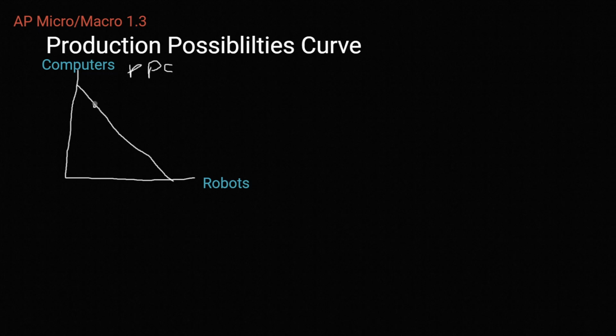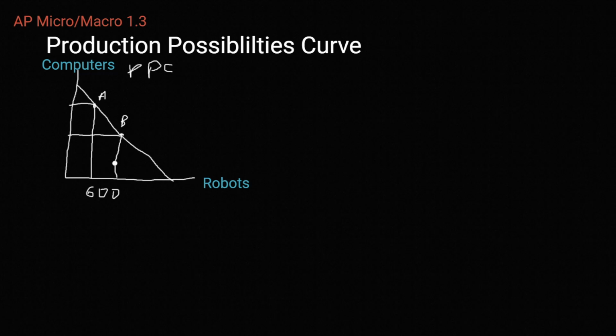So if I have a quantity of computers and robots A and a quantity of computers and robots B, the change in quantity from here to here, the slope is constant from A to B as it is from B to C or A to C. There's no change in slope, constant opportunity cost.